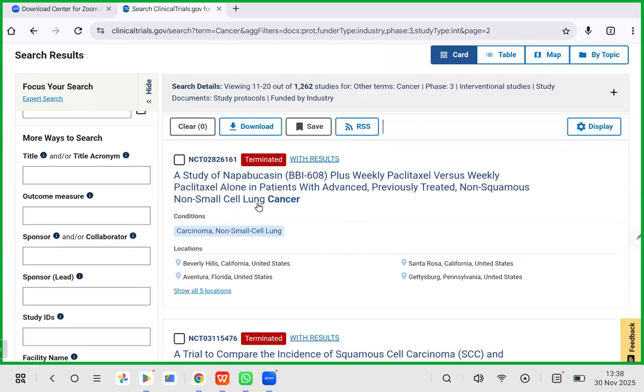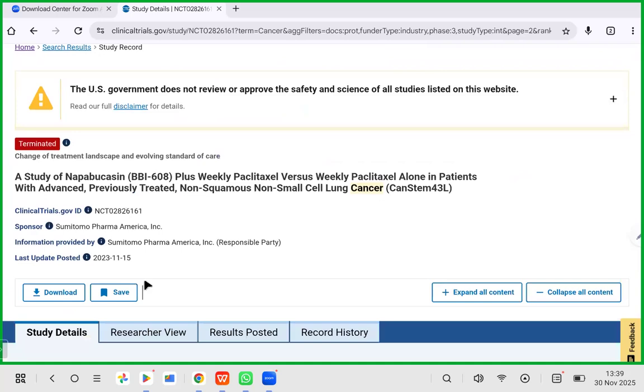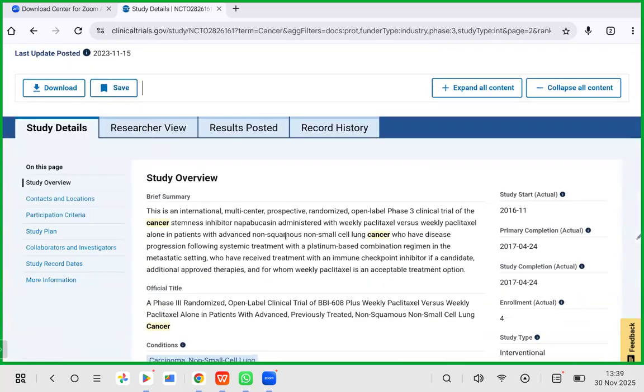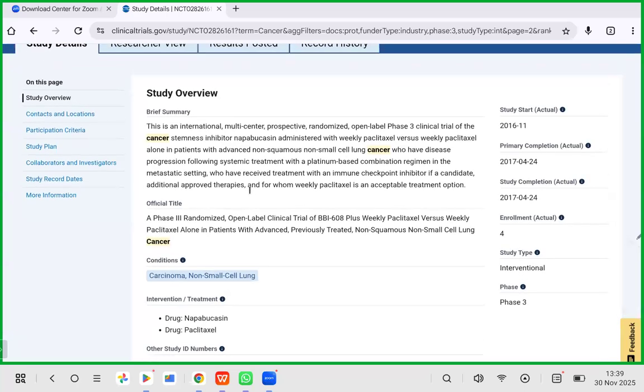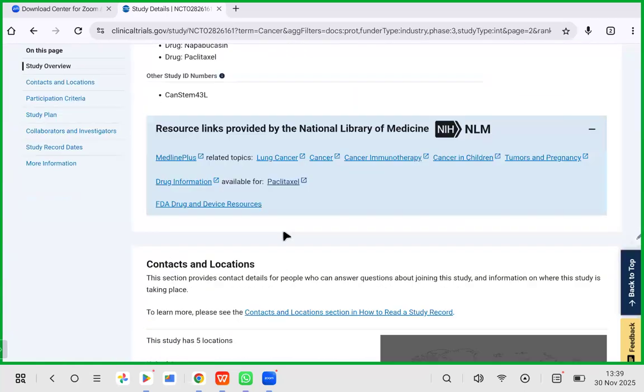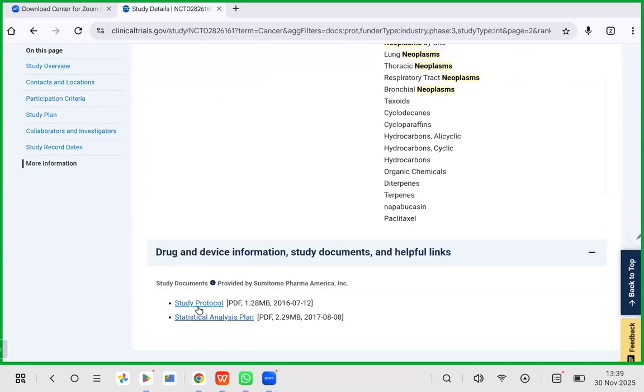So here there is one clinical trial. It is for lung cancer, and they are comparing some drug with the placebo or some other drug. So it is a lung cancer trial, and it is a phase three study. If you scroll down, there is something called study protocol. Under more information, you will find the study protocol for the study.